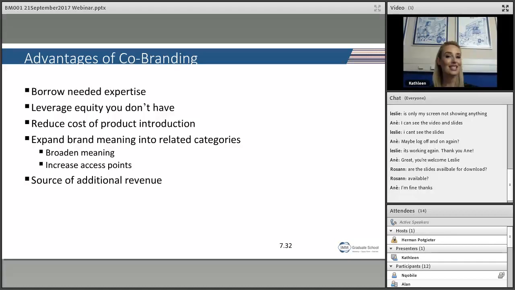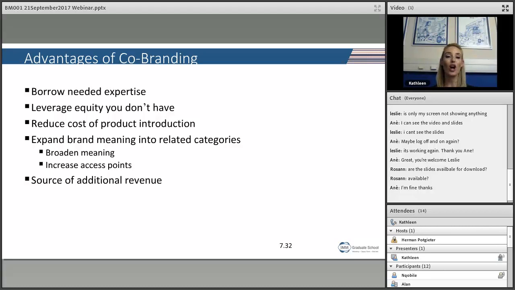What are the advantages of this co-branding? Firstly, you can borrow needed expertise. So no one associates McDonald's with making great biscuits, but Oreo is a globally known biscuit brand. So McDonald's would leverage their expertise in the biscuit industry and use that ingredient in their McFlurry. It also means that you can leverage equity that you may not have.